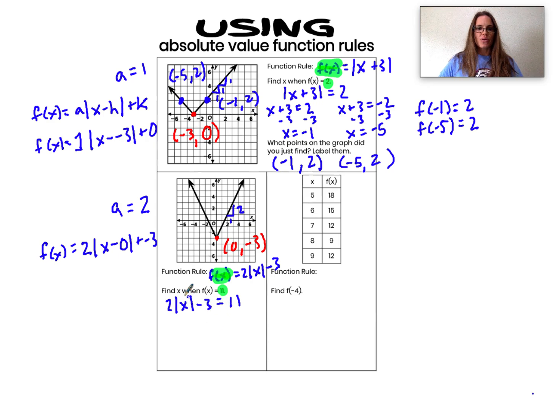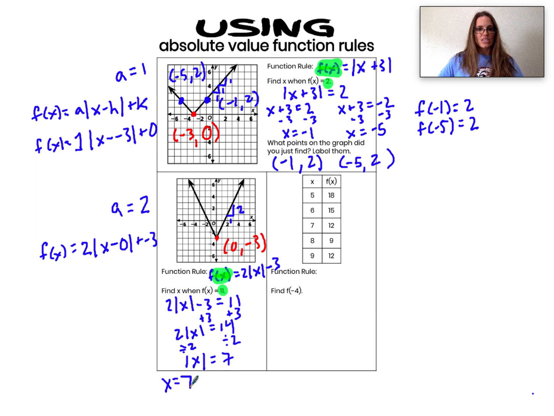All right, inverse operations to isolate that absolute value of x expression. First, I will add 3 to both sides of my equation. 2 times the absolute value of x equals 14. Next, I need to divide by 2. That gives me absolute value of x equals 7. I have now isolated the absolute value of x expression, and now I know my solutions.